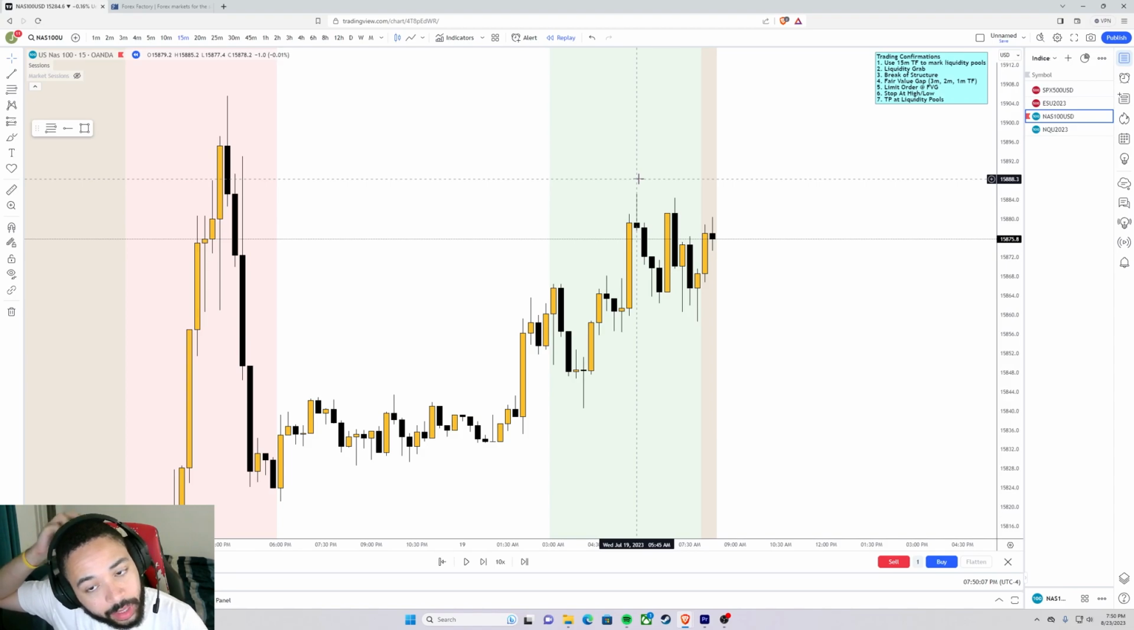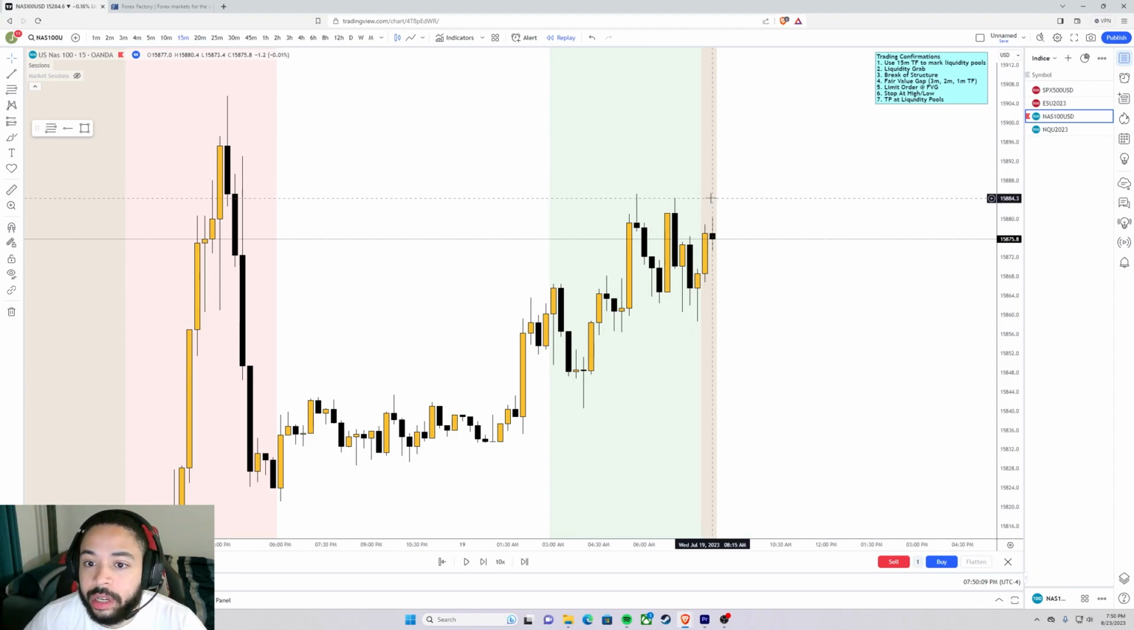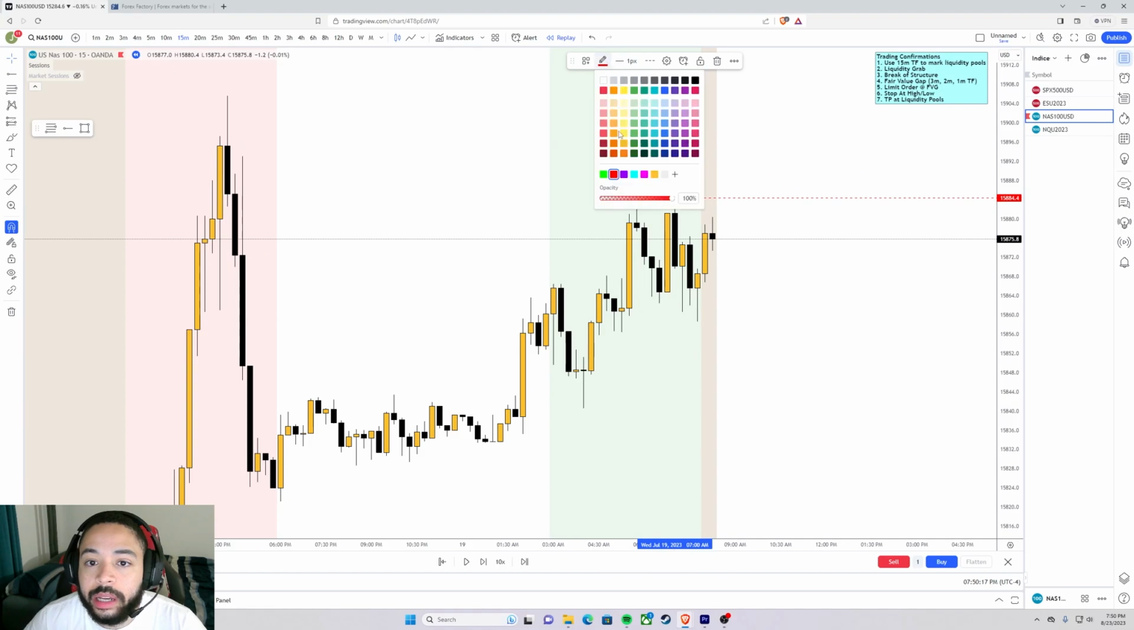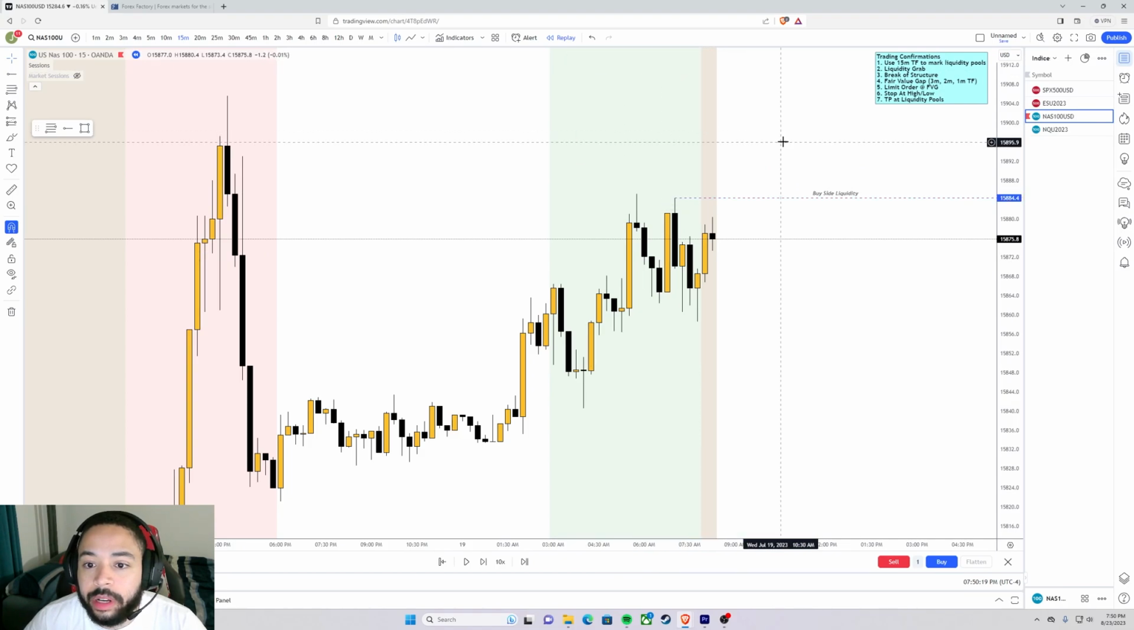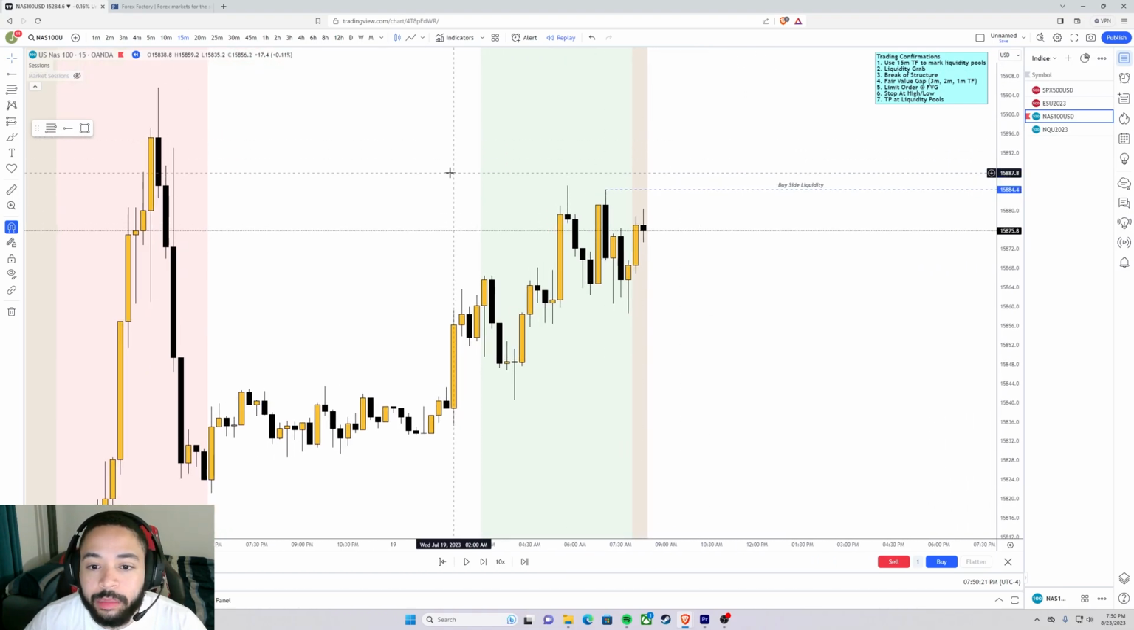So jumping right in, same strategy. This is the 8:15 to 8:30 candle. So at 8:30 we look left. Where are the most obvious swing highs and swing lows? Right, the most obvious swing high is at this level right here, and then the most obvious swing low, I would actually put it at this level.